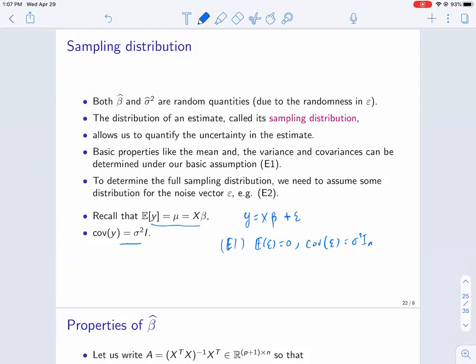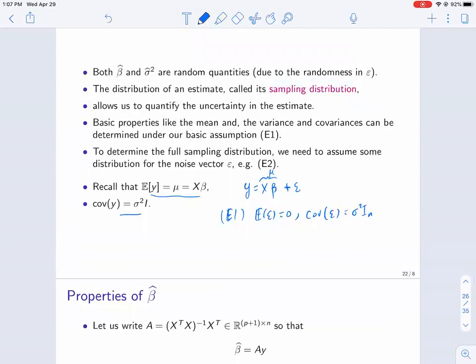The mean of y is equal to mu. Mu is this guy. And the covariance of y is also the same as the covariance of epsilon. Recall that this is the covariance of epsilon, which is equal to this. Questions so far?